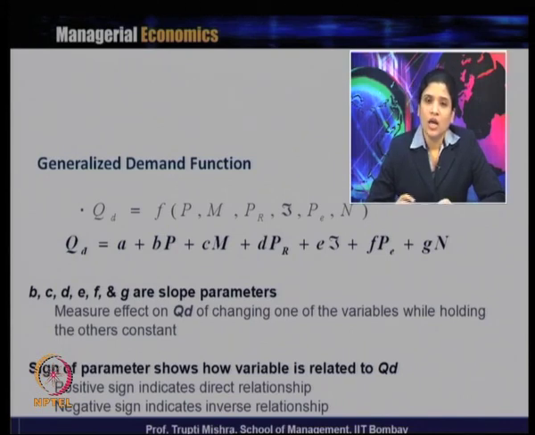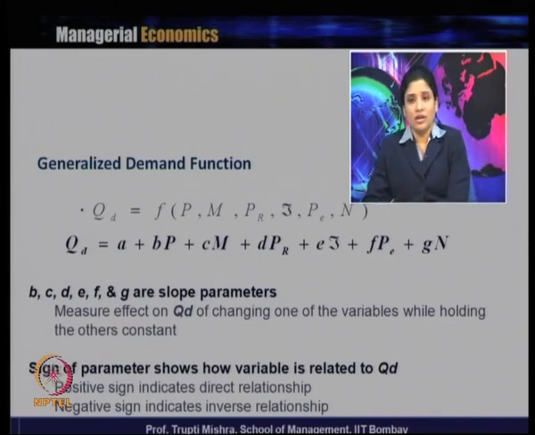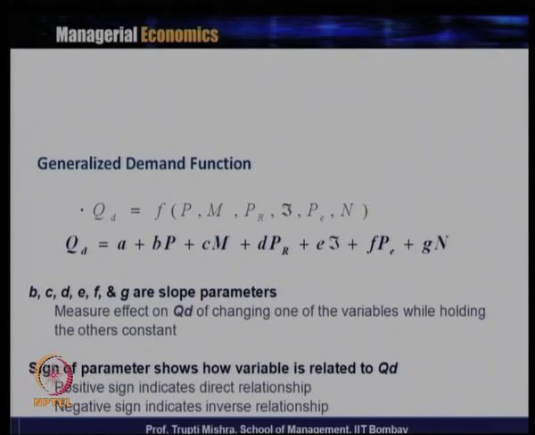Then if you formulate a generalized demand function, QD is equal to A, which is the value of the intercept, plus BP plus CM plus DPR plus ET plus FPE plus GN, where B, C, D, E, F, G are the slope parameters, and the slope parameters measure the effects on quantity demanded of changing one of the variables while holding the others constant. So the slope parameters say how each variable is related with the quantity demanded, and the sign of the parameter shows how the variable is related to quantity demanded. If it is a positive sign, there is a direct relationship between that variable and the quantity demanded, and if it is a negative sign, then there is an inverse relationship.